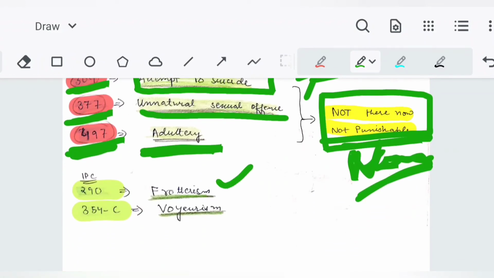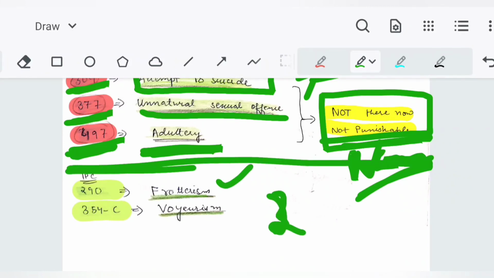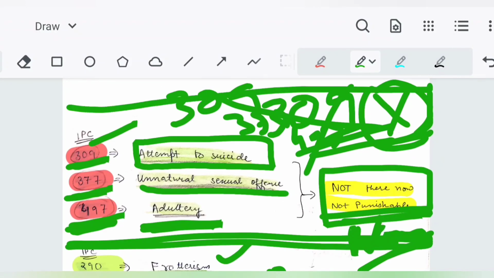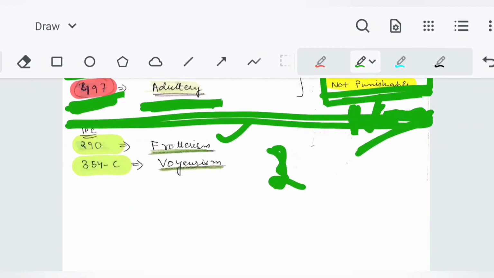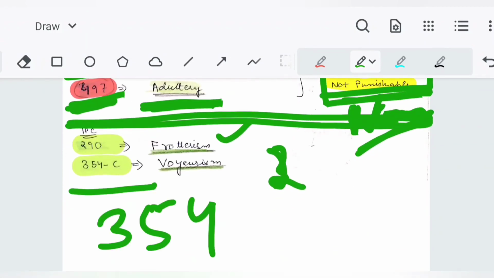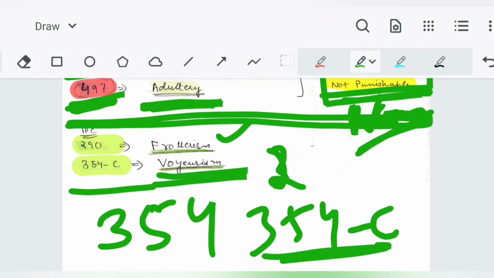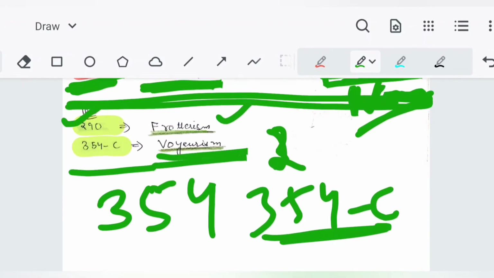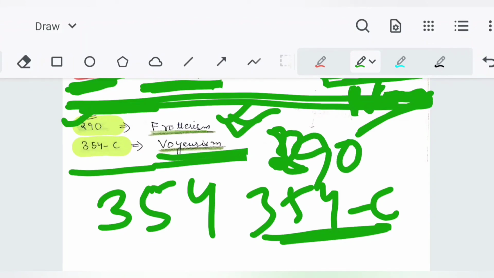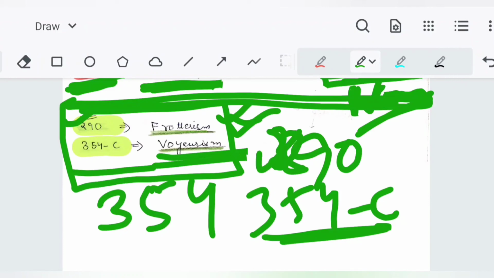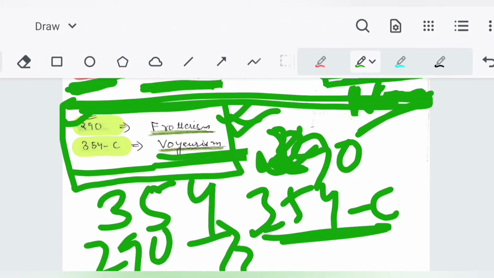And another, these are punishable still now, only these three we have dealt with that have been removed. Okay, and another IPC is 354C, that deals with voyeurism, and 290 deals with frotteurism. Okay, these are punishable still now. Okay, 290, that is frotteurism, and 354C, that is voyeurism.